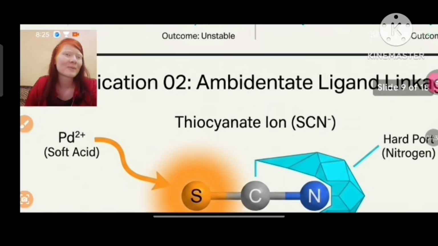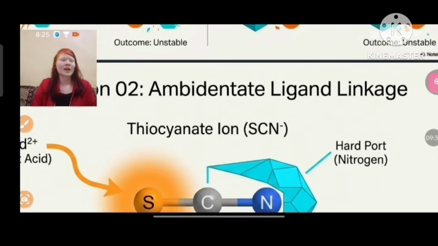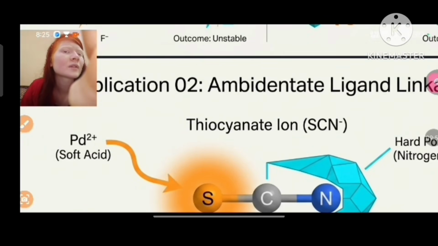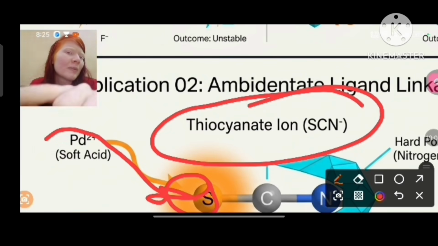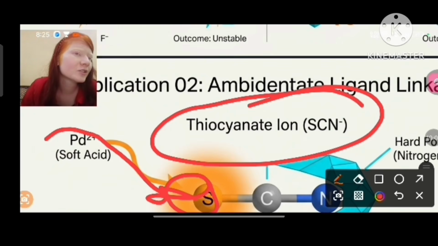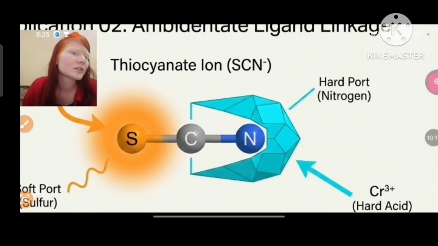Now let us see the next application of it, the ambidentate ligands. Ambidentate ligands are those that can donate electrons from both sides, but they donate from only one side, either from here or from here. Here is the example, thiocyanate. Sulfur is the soft end, so the palladium combines here, and the other end is a hard base, so it will react with the hard ones.